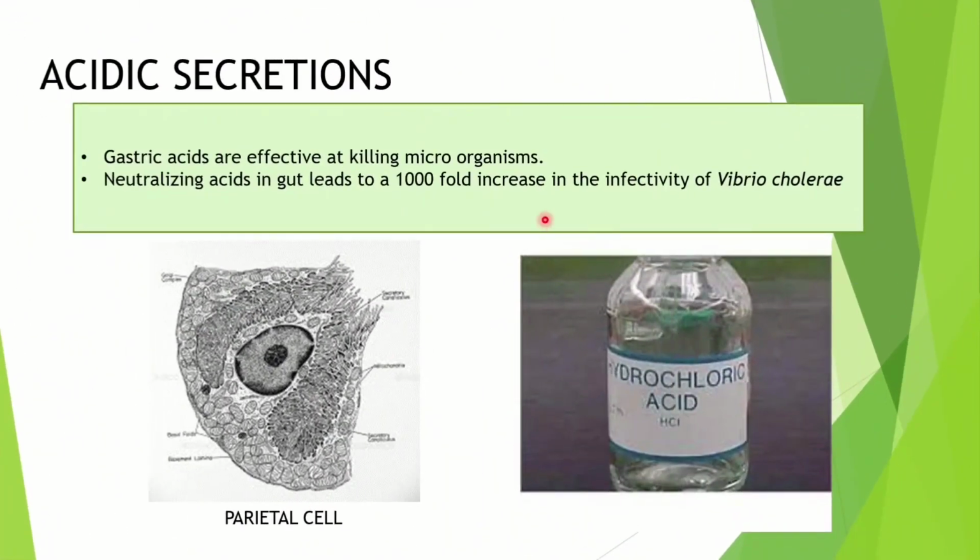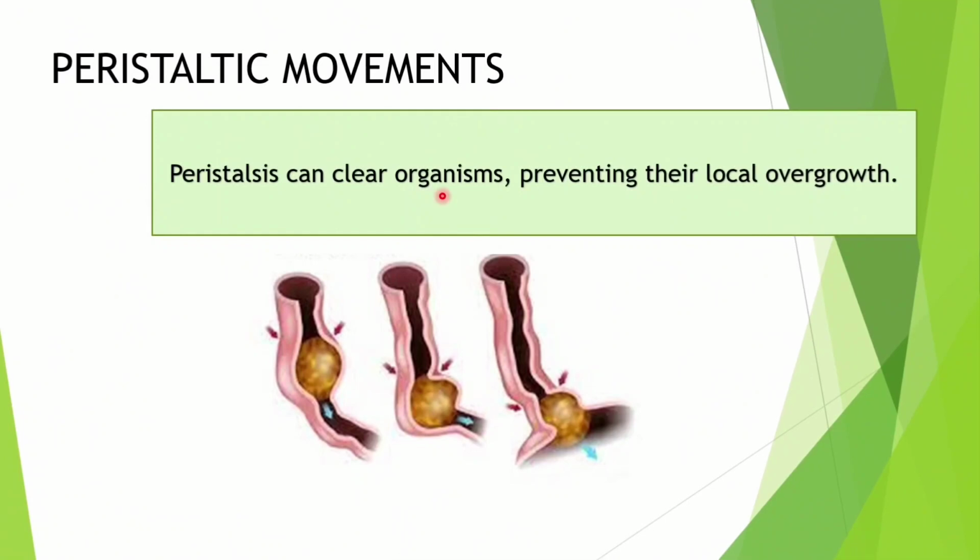The HCl lowers the pH, making it hard for the microbes to thrive. In case of Vibrio cholerae, neutralizing the acid in the gut leads to a 1,000-fold increase in the infectivity. Peristaltic movements. Peristalsis is the movement of smooth muscle of the GIT which propels the food through the food pipe. Along with the food, it also clears microorganisms, thereby preventing the local overgrowth.